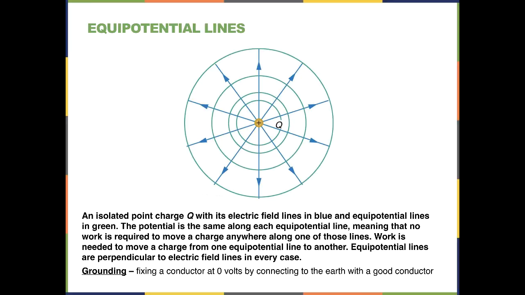Grounding is a situation where you fix a conductor at 0 volts by connecting that conductor to the earth, which is a good conductor. So when you connect a conductor to the earth, you fix it at 0, and that's called grounding.